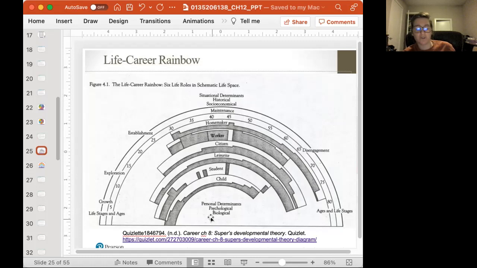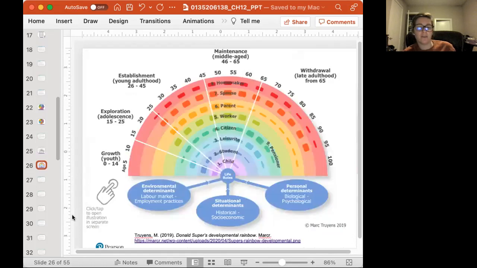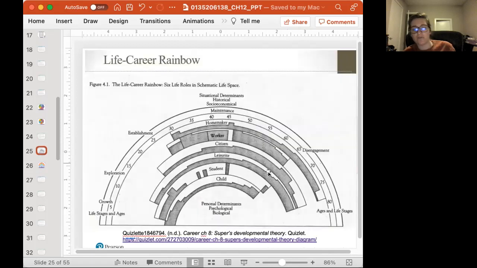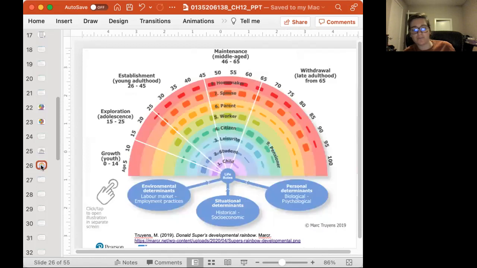Or there are personal determinants, psychological and biological factors and features that can contribute to how this path goes, as well as historical and socioeconomic determinants that can affect the way that development occurs. And so here is a more up-to-date image with some color. You see how the dots are where the development is taking place in each one of these things. So the growth, exploration, establishment, maintenance, and withdrawal is the phrase that's used for disengagement in this image.